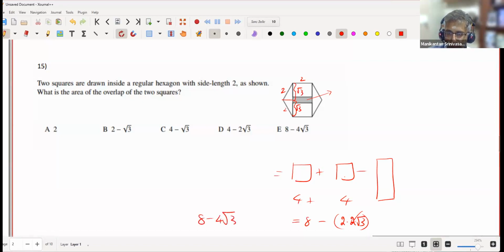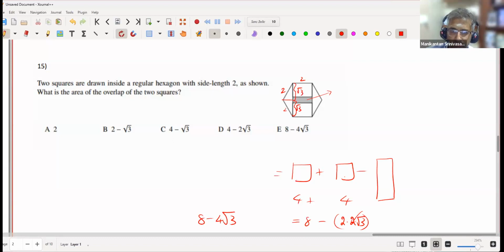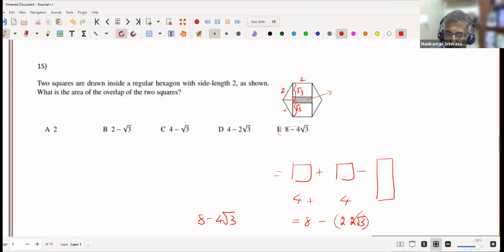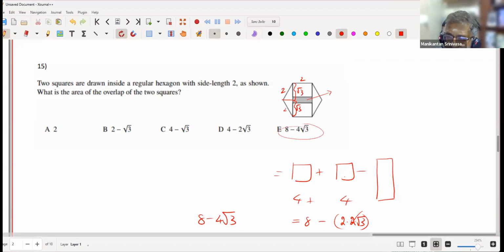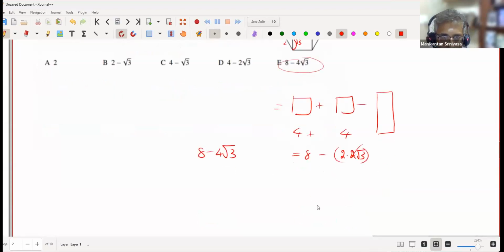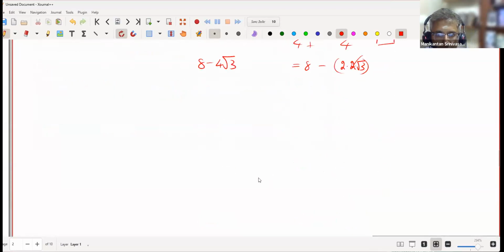Make sense, Navya? Who else did not get 8 minus 4 root 3? No, it's fine. What I meant is, did anyone else get any other answer which is in the choices? Okay, all right. Next one.